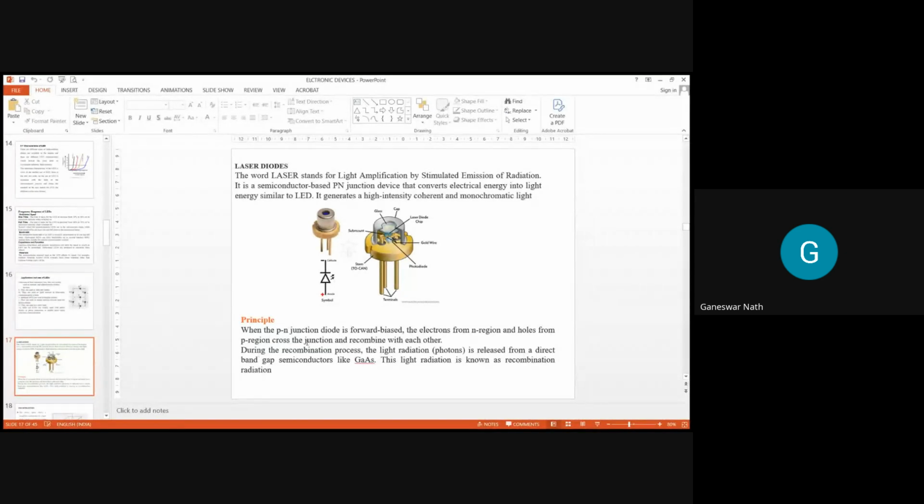When the PN junction diode is forward biased, that is the operation. All the LEDs operate in the forward biased condition, and in the same way the laser diode also operates in the forward biased condition. When the PN junction diode is forward biased, the electrons from the n region and holes from the p region cross the junction and recombine with each other. During the recombination process, light radiation is released from a direct band gap semiconductor like gallium arsenide, and this light radiation is known as recombination radiation.